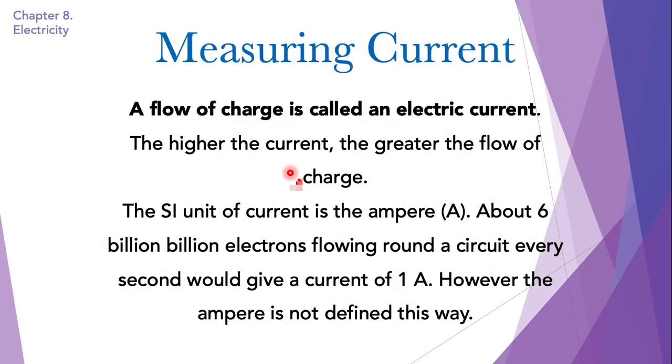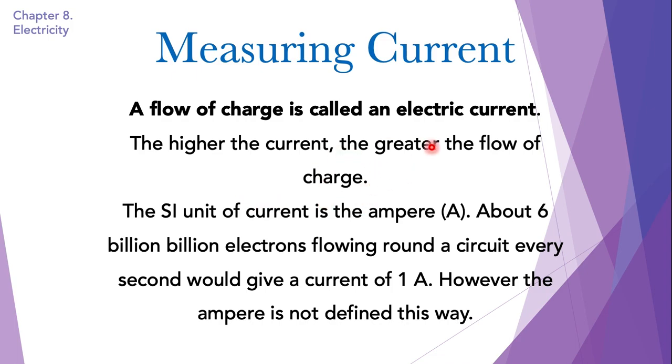So, a flow of charge is called an electric current, like positive charge and negative charge. Like in a cell, we have two terminals, the negative and the positive, and the charges flow from the positive terminal towards the negative terminal. So, a flow of charge is called an electric current. The higher the current, the greater the flow of charge.